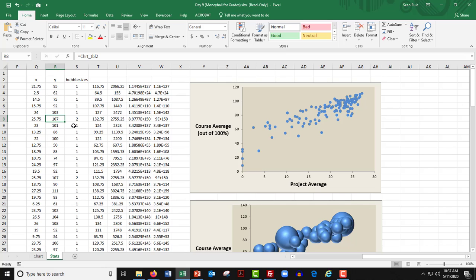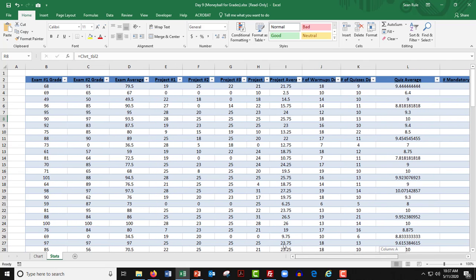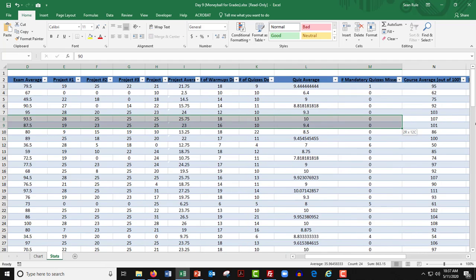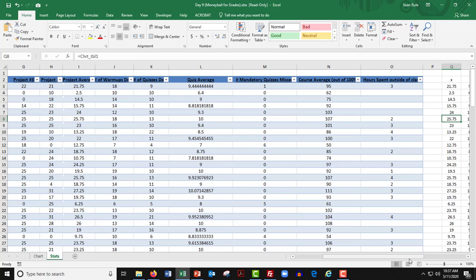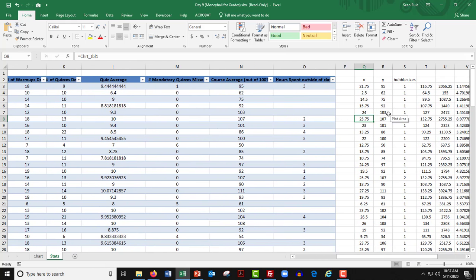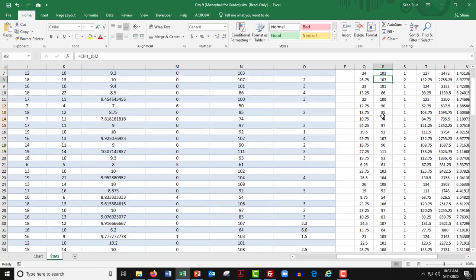Now, what's tricky is finding the other student. There's one of them. This student in row 8 has, here, let's go look at the student. There's row 8 right there. Here's all the assessments for that student. They have a 25.75 project average and 107 in the course.